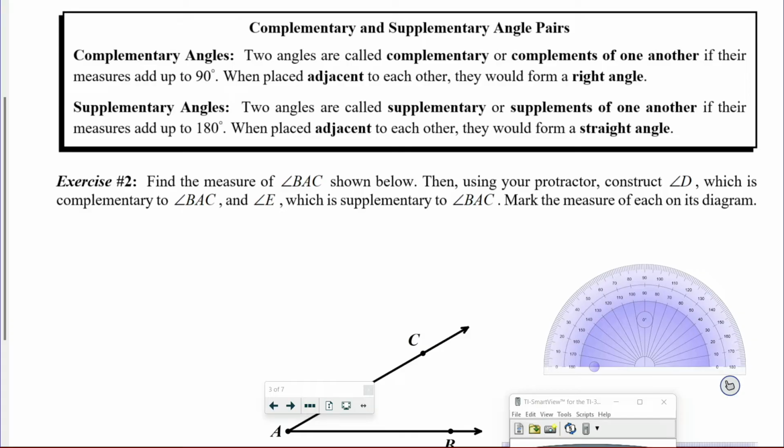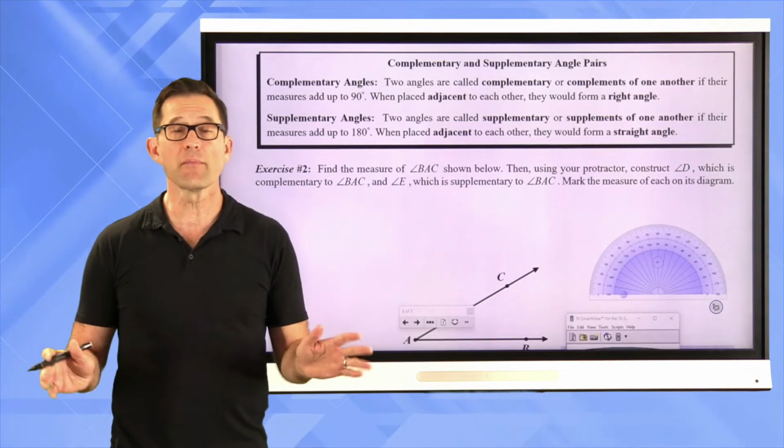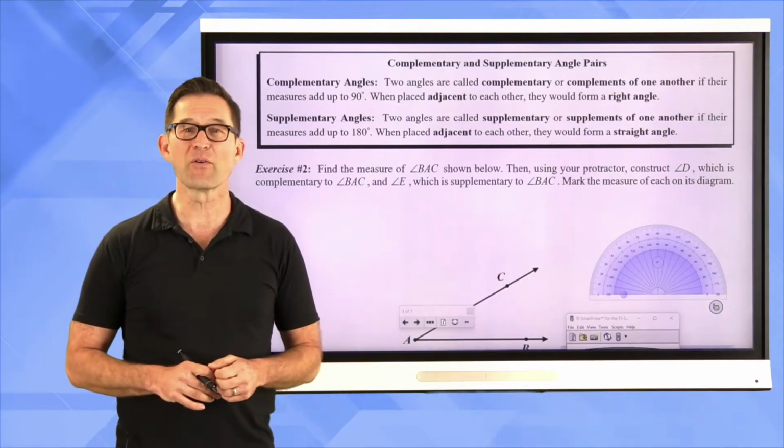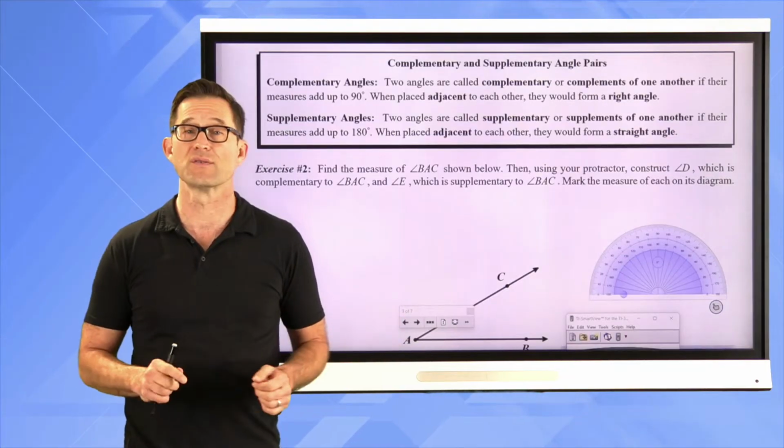Complementary angles. Two angles are called complementary or complements of one another if their measures add up to 90 degrees. When placed adjacent to each other, they would form a right angle. Supplementary angles. Two angles are called supplementary or supplements of one another if their measures add up to 180 degrees. When placed adjacent to each other, they would form a straight angle. Awesome. Okay, so just very important. Complementary angles add to 90, supplementary angles add to 180, and you gotta memorize these terms. It is what it is, okay?